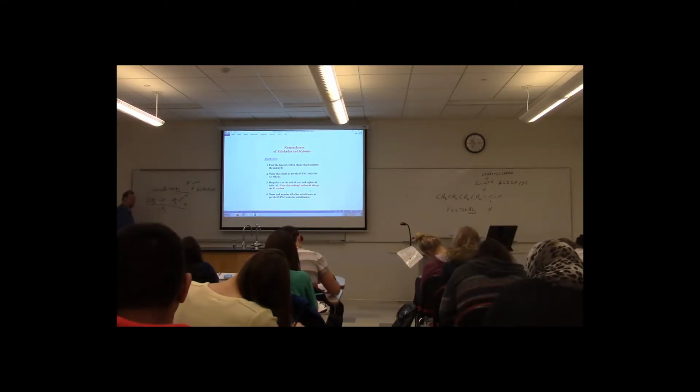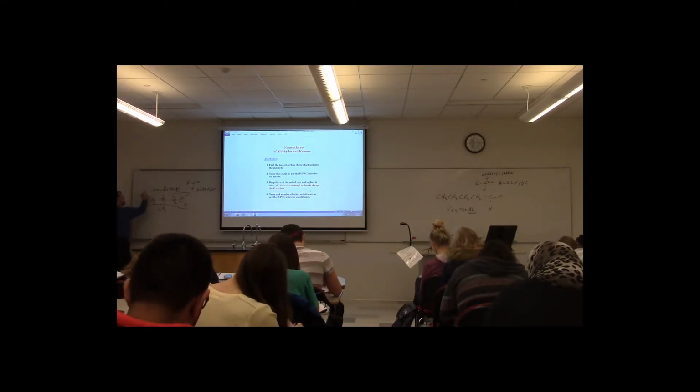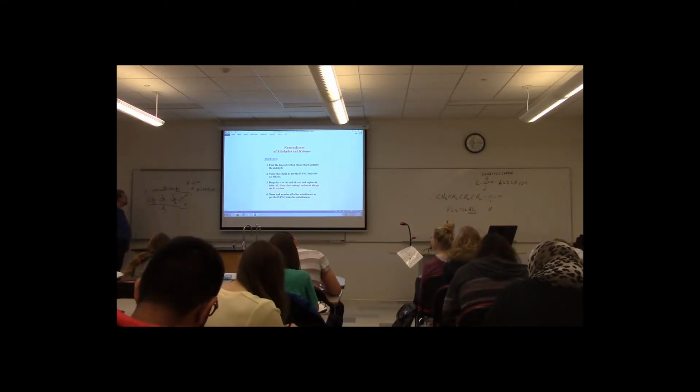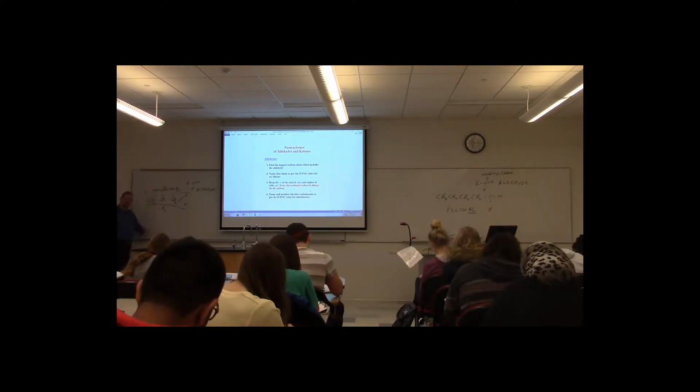And what carbon is it on? Well, the carbonyl carbon is always 1. It's on carbon 3, and that would be 3-methyl butanal. And that's how you do it.